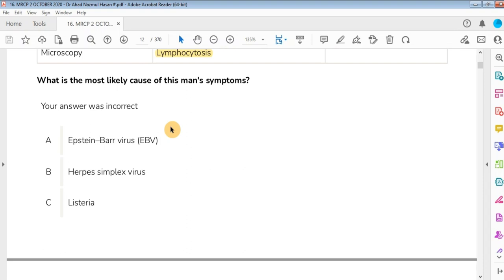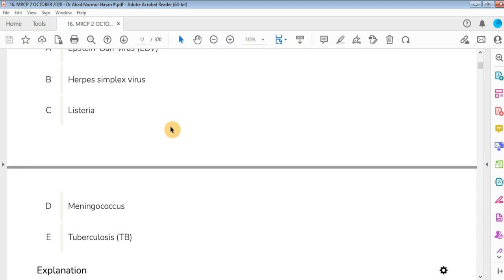What is the most likely cause of this man's symptoms? A, EBV. B, herpes simplex virus. C, listeria. D, meningococcus. E, tuberculosis.